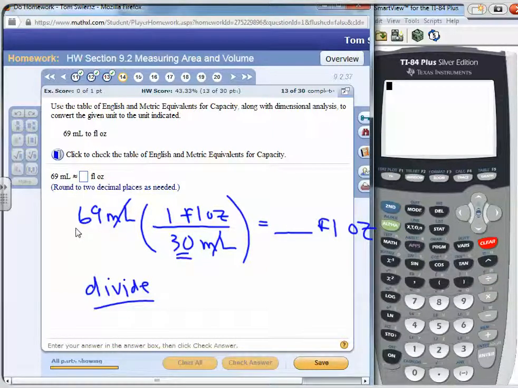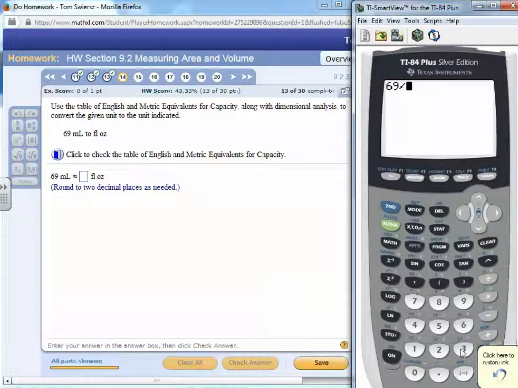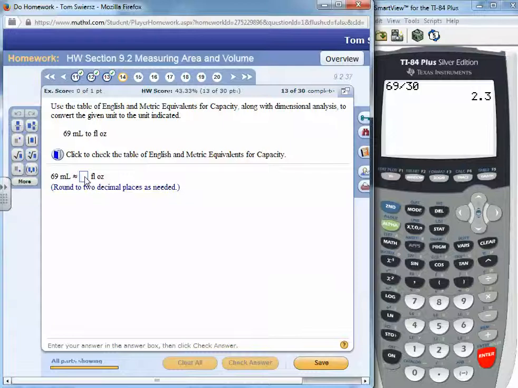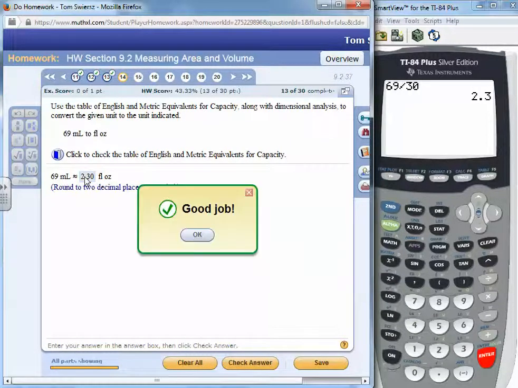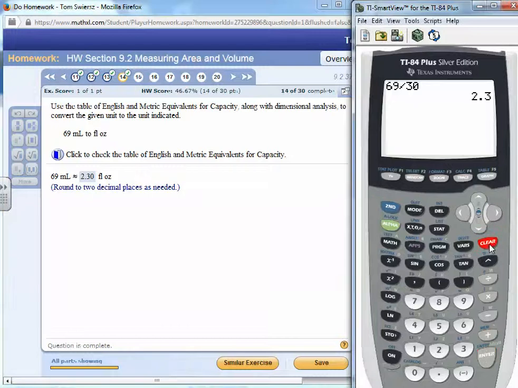All right, so we'll do the division on our calculator to get the correct answer, 69 divided by 30. And 2 decimal places. Again, I only get 1 decimal. So I could just put in 2.3, or I can put in the extra 0. Either way, I'll mark it correct. If you get more decimals, notice here you're supposed to round off to 2 decimal places, so be careful. Do your rounding off correctly.